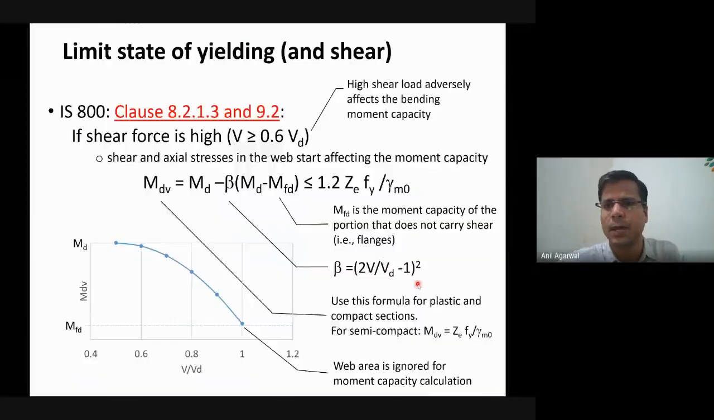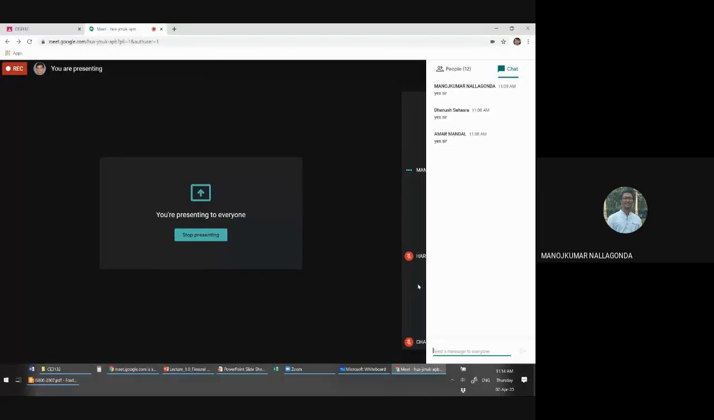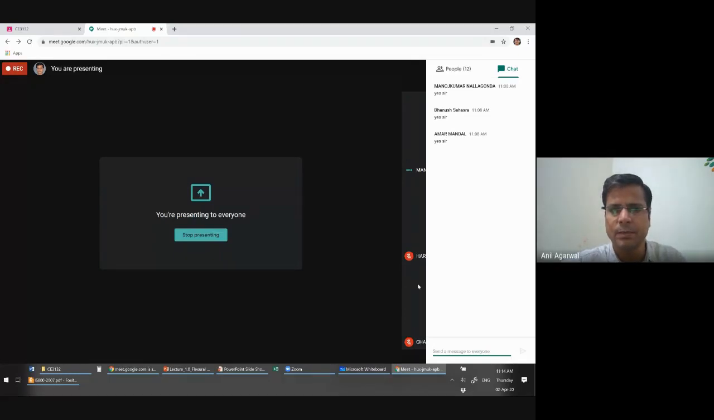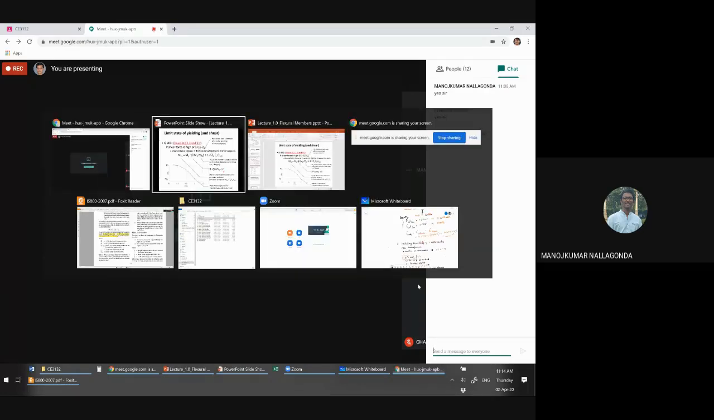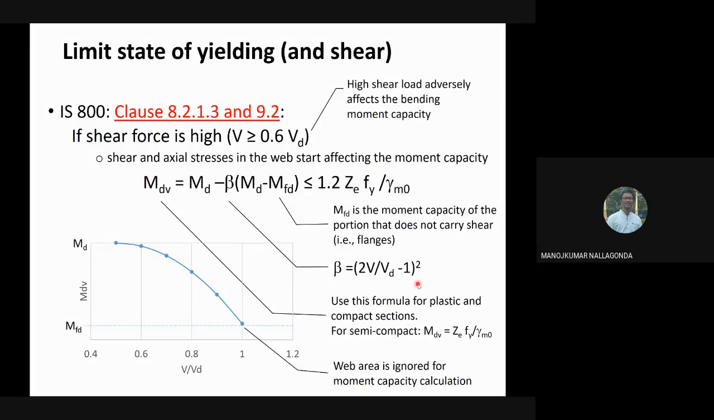Sir. Yeah. Who is this? For semi-compact sections, why didn't we consider shear effects? I mean, for compact section, we had a graph. And for semi-compact section, we only have a formula MdV equal to Zd, the same formula as without the shear effects.